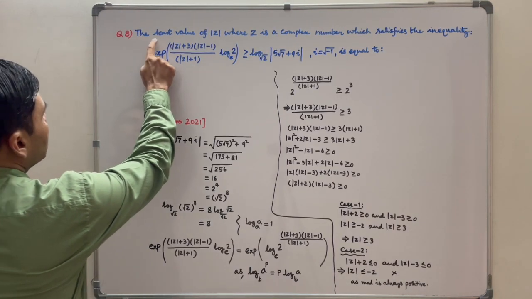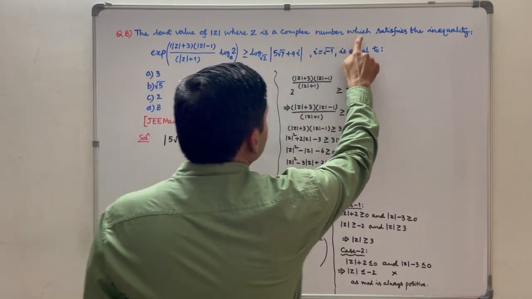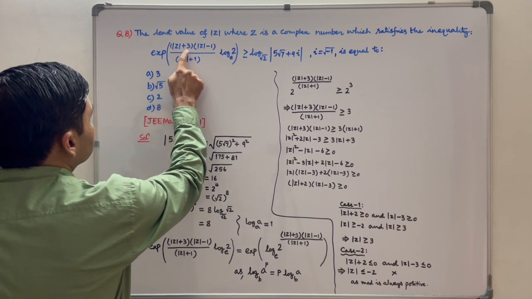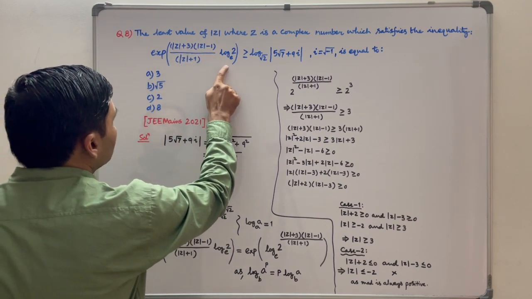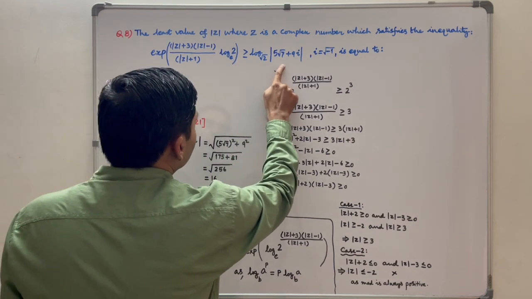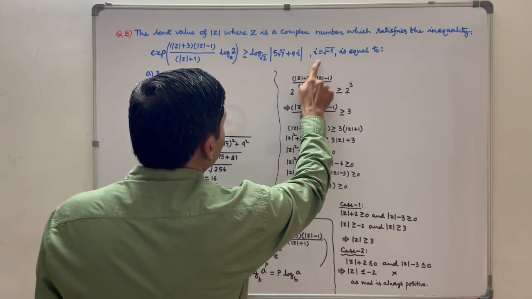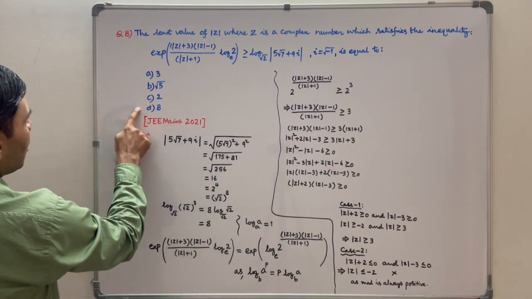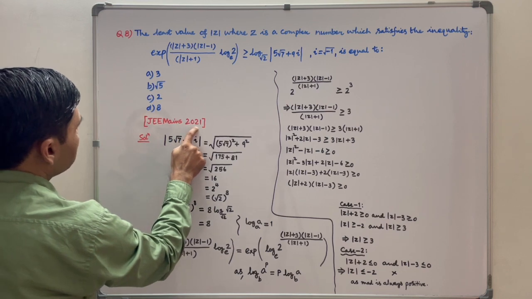Eighth question: the least value of mod z, where z is a complex number which satisfies the inequality, exponent of mod z plus 3 into mod z minus 1 upon mod z plus 1 into log 2 base e is greater than or equal to log of mod 5 root 7 plus 9i to the base root 2, where i is equal to under root minus 1. These are the options given. This question was asked in JEE Mains 2021.